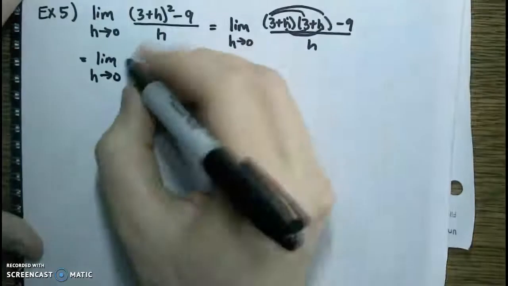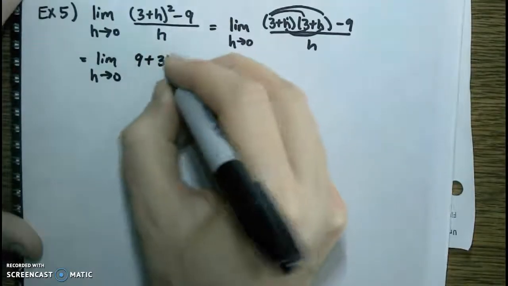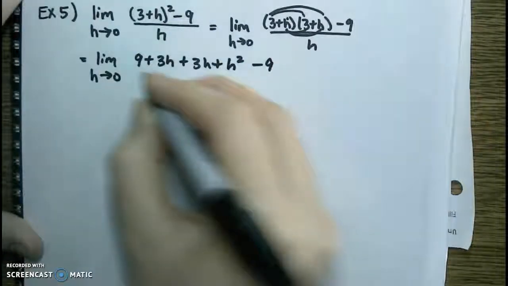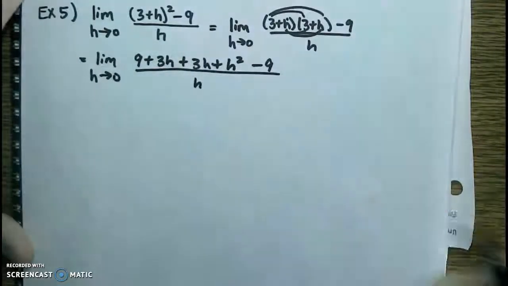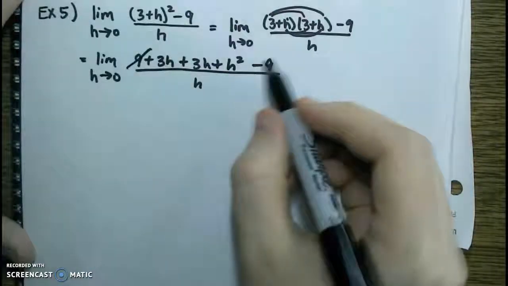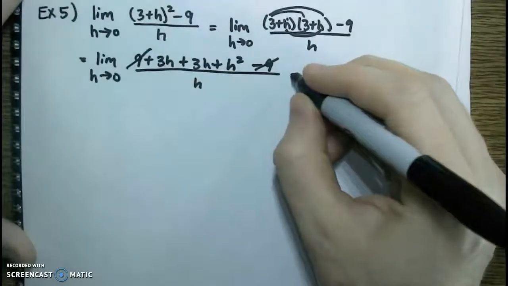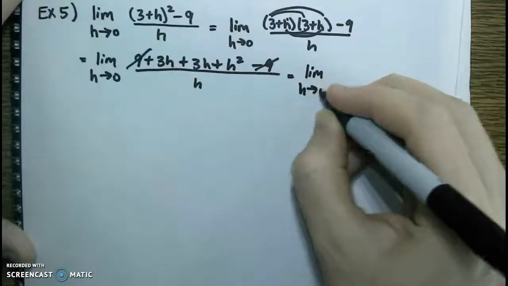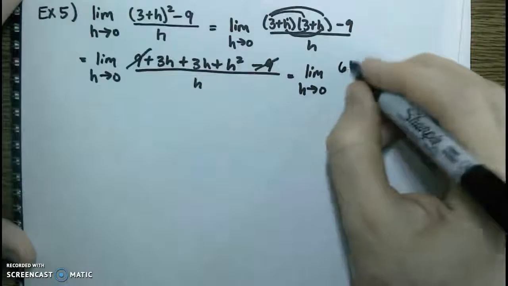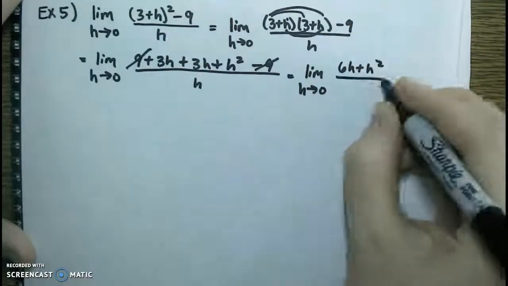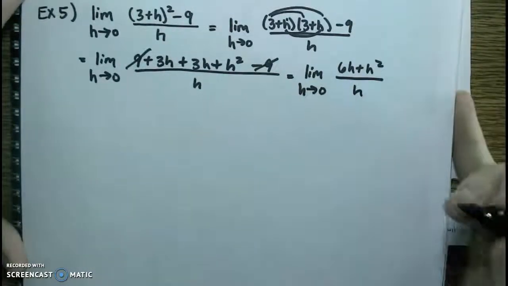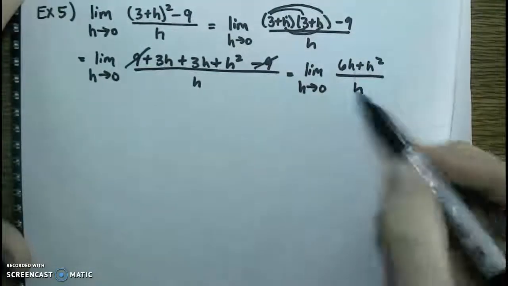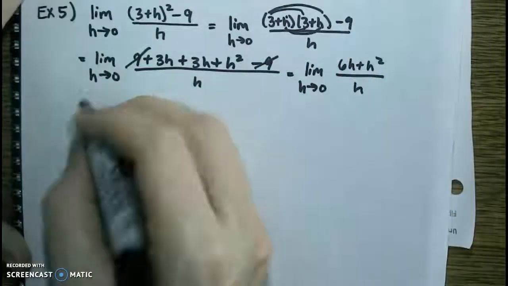So we're going to have 9 plus 3h plus 3h plus h squared. And then collect like terms, your 9's cancel. So we've got 6h plus h squared over h. So we've done some algebra. Now you want to see, can you plug in 0 now? And you still get 0 divided by 0. So we still have some work to do. Looks like on top we can factor out an h.